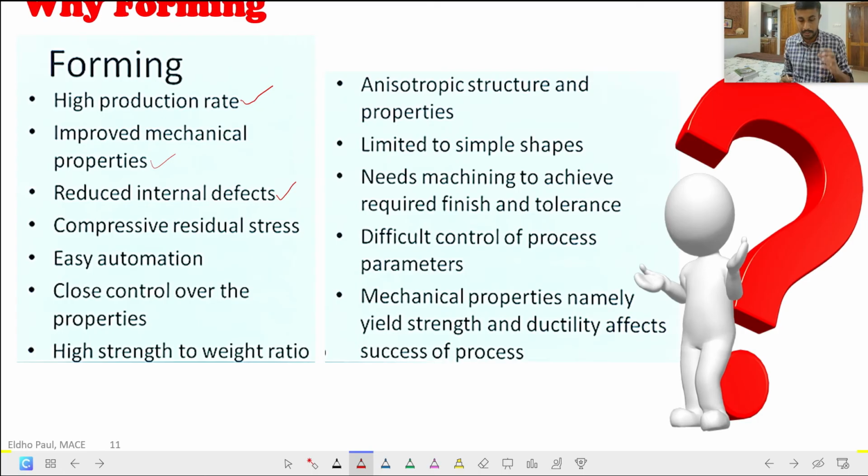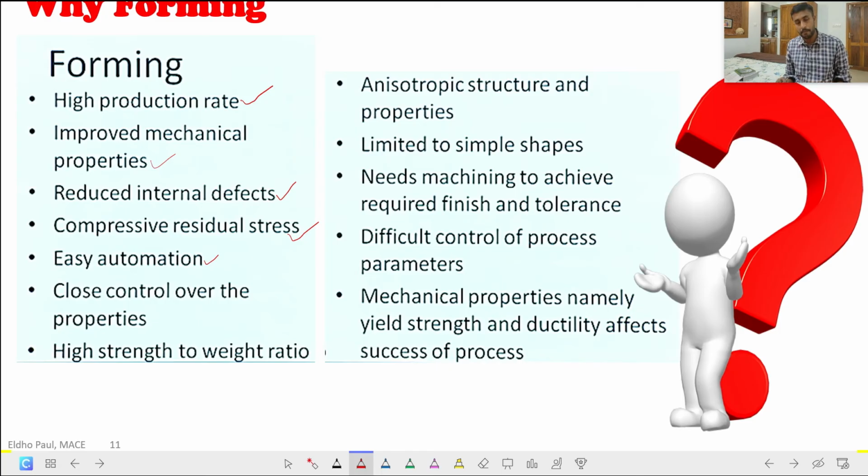So this compressive residual stress improves especially the fatigue strength and creep strength of the material, which can be improved by using this compressive residual stress that is also developed in the metal forming operation. It is very easy to automate. We can use different machineries with the automatic arrangement for mass production of the components.